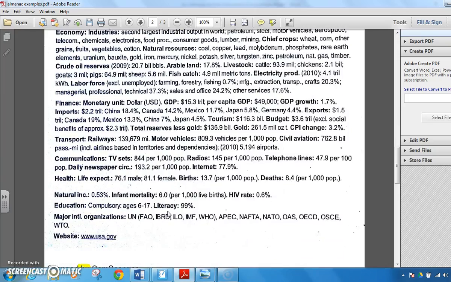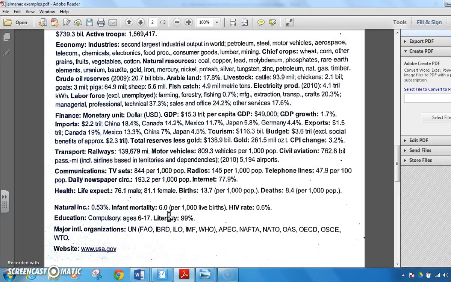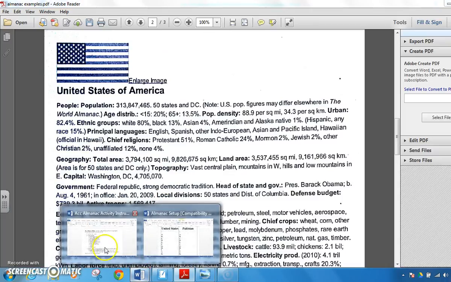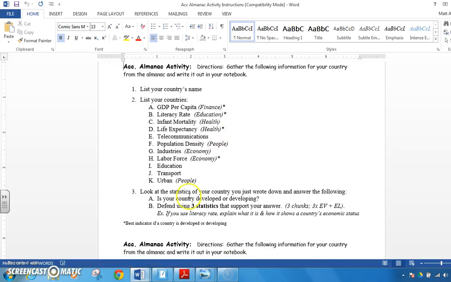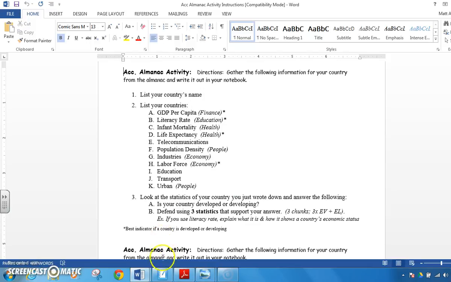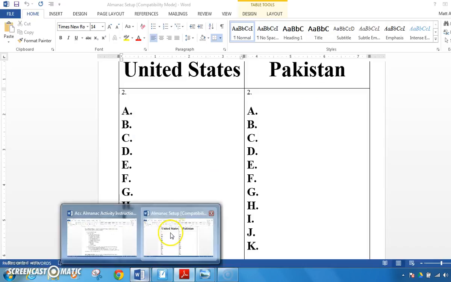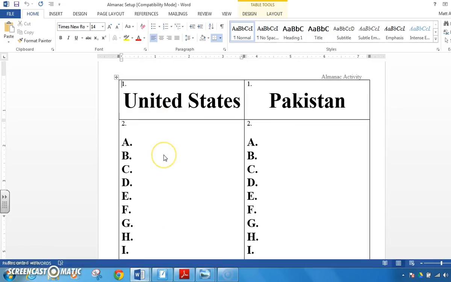And I'm going to give you the skills today to be able to go through this, to look and interpret. And at the end, we're going to be asking this question, looking at our half sheet of paper: look at the statistics. Is your country developed or developing? And give me 3 statistics, aka 3 chunks, to back this up. And so we're going to model this. I'm going to model this for you using the United States. Everything that I'm talking you through, I'd like you to write down under the United States part that you've got here. So let's go through our instructions and follow along.